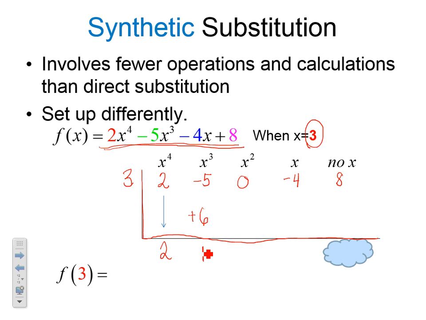That's a 1. Take 1 times 3. That's 3. Add this column up. 0 plus 3 is 3. 3 times 3 is 9. Add the column up. That's 5. Now take your 5 and multiply it to the number outside. That's 15. And 15 plus 8 is 23.